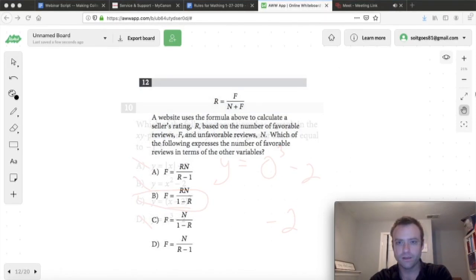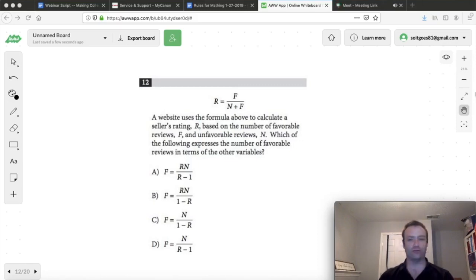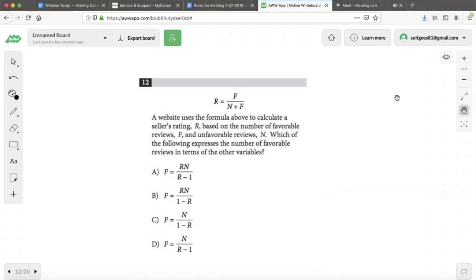All right. Welcome back, everybody, to SAT Math Crash Course Day 2, Part 2. We're coming back from a break, and we've got question number 12 on the board. We got Simon with us. Simon, go ahead and read question number 12. We'll jump right into it. A website uses the formula above to calculate a seller's rating R based on the number of favorable reviews F and unfavorable reviews N. Which of the following expresses the number of favorable reviews in terms of the other variable?